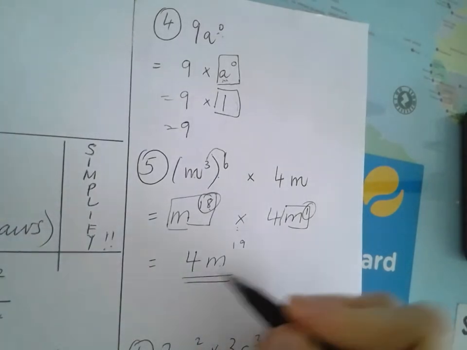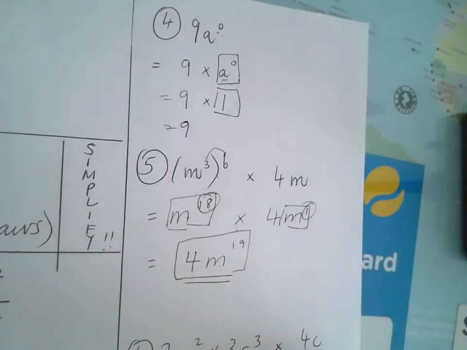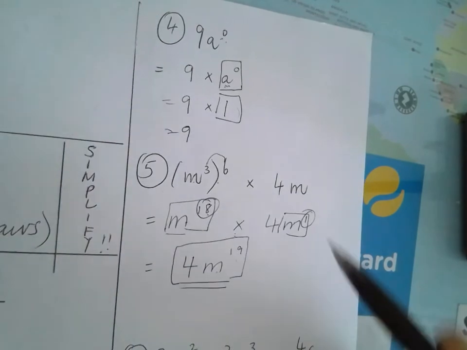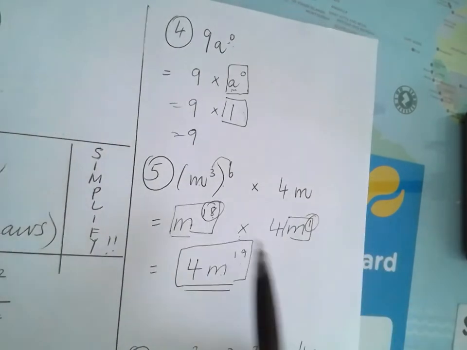This here is my final answer. 4m to the power of 19. Index law 3, index law 1.